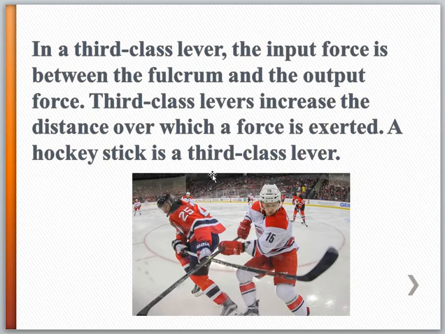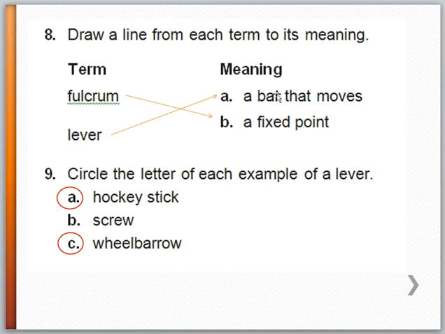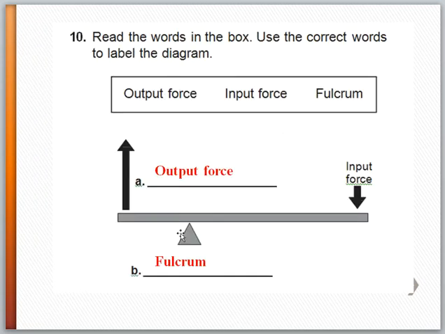And then the third class lever is like a hockey stick, where you're inputting your force down here. It's actually pivoting around the point there, and your output is going to be in that location. So a fulcrum is the fixed point. The lever is the bar that moves. Some levers are maybe a hockey stick and a wheelbarrow. Where's the input? Here's the fulcrum. And this is output forces would be A, this is input, and the fulcrum is the pivot point.